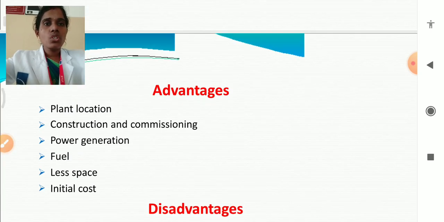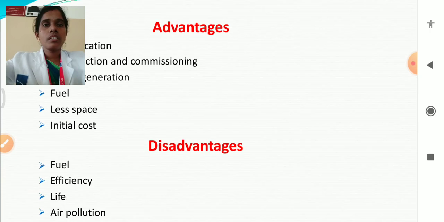The advantages of a thermal power plant: the first is the plant location. The location of the plant has to be near a river or lake. The second advantage is construction and commissioning. Power generation is high compared to other kinds of electricity generation. Here coal is used as a fuel, which is low cost, and it needs less space and has a low initial cost.